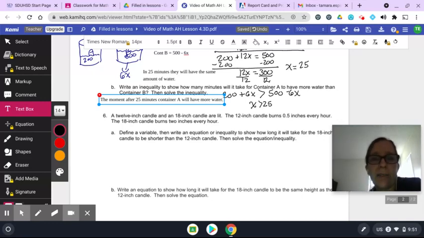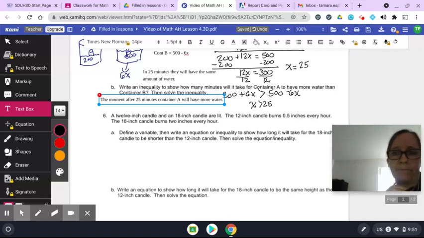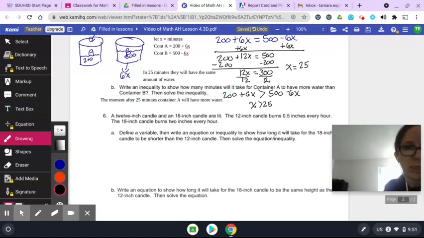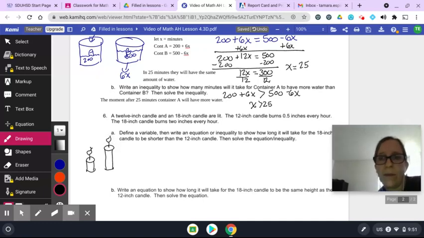A 12-inch candle and an 18-inch candle are lit. Okay. I got a short candle, burning fire. And I got a big candle. The 12-inch candle burns 0.5 inches every hour. The 18-inch candle burns 2 inches every hour. It's more combustible, I guess.